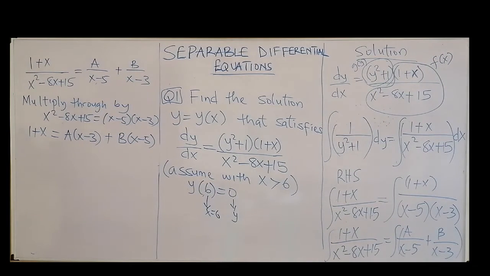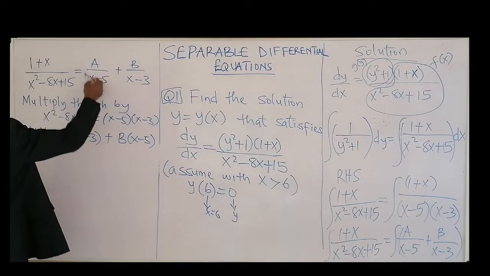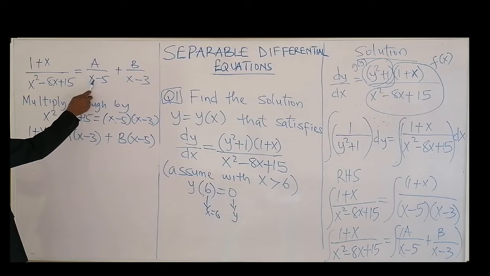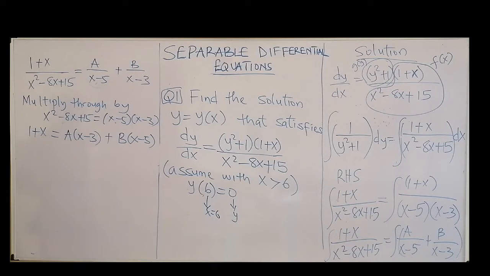Likewise, if you don't want to do it that way, just multiply this one by that common factor. So (x minus 5) is here, it's easier, so it will cancel out. You have x minus 3. So do the same thing for this one also.